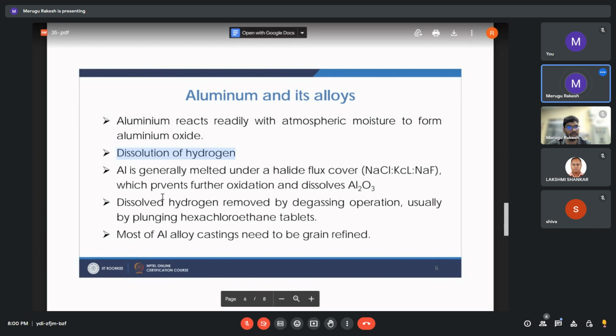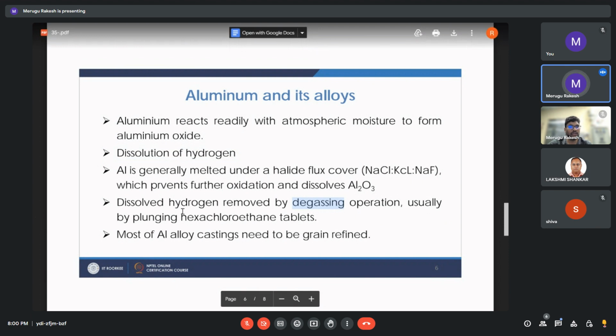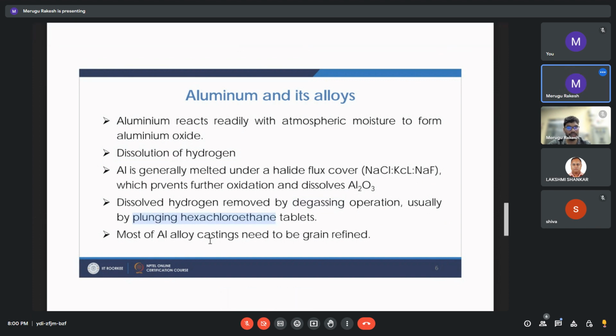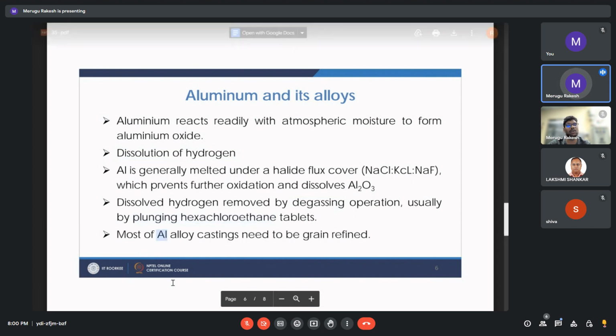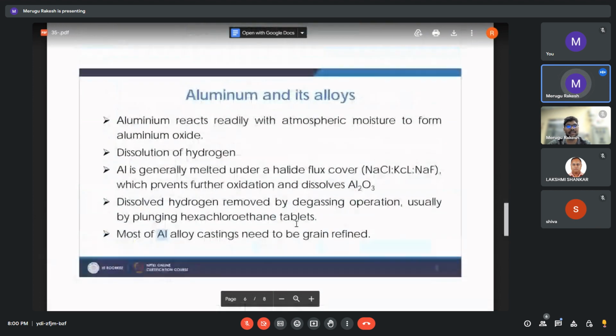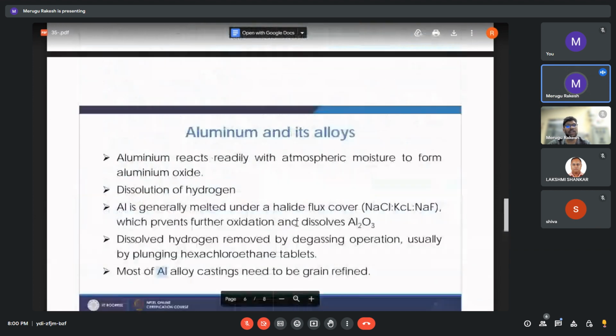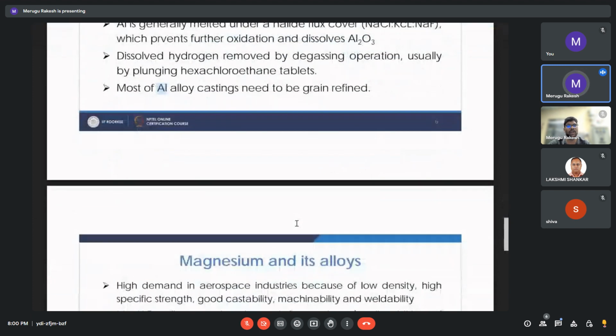So basically, the methods are similar. We have to go for a degassing operation to remove this hydrogen. There are many methods. Here we have a plunging method, or we can use tablets. Pure aluminum has very low strength, so we add some alloying elements such as titanium, vanadium, in order to decrease its grain size, so that the properties are increased.